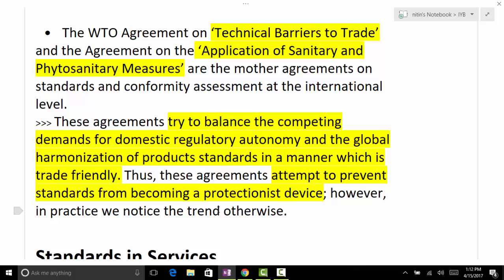On what basis are our products being denied by certain nations? Child labor, environment friendliness, sanitary and phytosanitary measures. So these are put as conditions. Anti-dumping law, WTO doesn't speak about it. Okay, now are you done with this chapter?